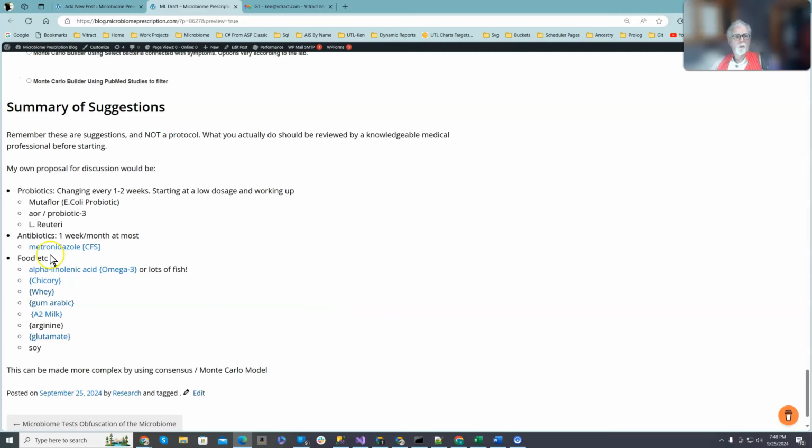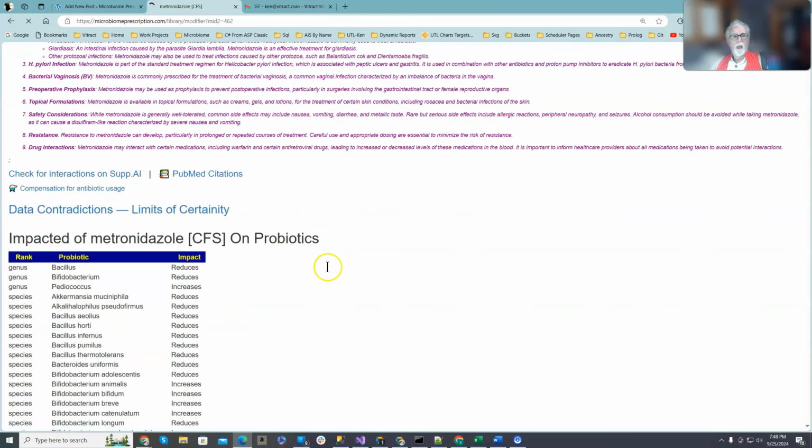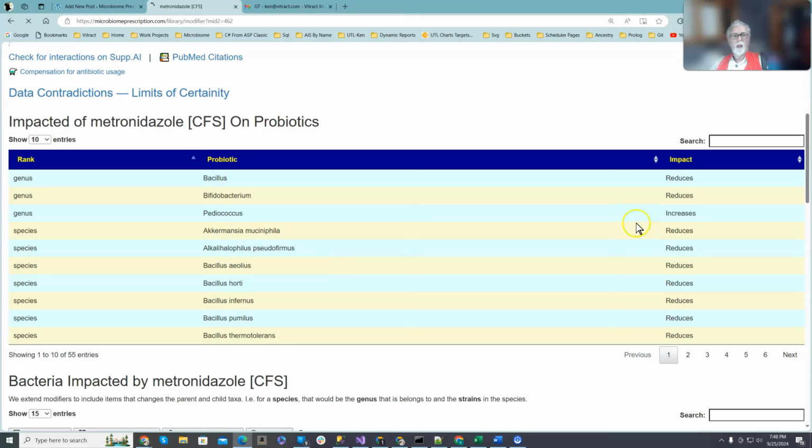Now I'm just going to show you one thing which some people don't realize. If you click on the antibiotic and you go over there, you'll see the impact, and you'll see that some of them decrease, some of them increase. For example, we see some bifidobacterium will actually increase. Let's check 2 of them.